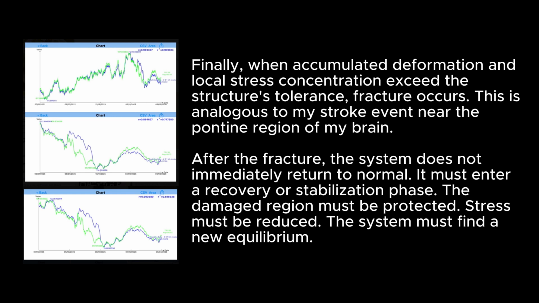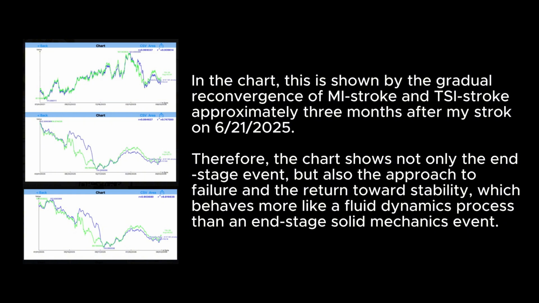Finally, when accumulated deformation and local stress concentration exceed the structure's tolerance, fracture occurs. This is analogous to my stroke event near the pontine region of my brain. After the fracture, the system does not immediately return to normal. It must enter a recovery or stabilization phase. The damaged region must be protected, stress must be reduced, and the system must find a new equilibrium. In the chart, this is shown by the gradual reconvergence of Me-stroke and TSI-stroke approximately 3 months after my stroke on June 21, 2025. Therefore, the chart shows not only the end-stage event, but also the approach to failure and the return toward stability, which behaves more like a fluid dynamics process than an end-stage solid mechanics event.